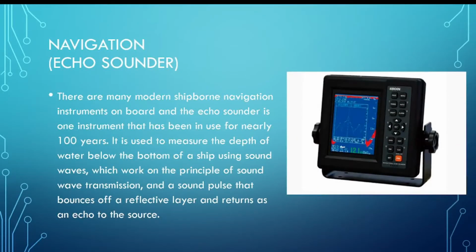The DSP device that can be used in terms of navigation is the Echo Sounder. There are many modern shipborne navigation instruments on board, and the Echo Sounder is one instrument that has been in use for nearly 100 years. It is used to measure the depth of water below the bottom of a ship using sound waves, which work on the principle of sound wave transmission, and the sound pulse bounces off a reflective layer and returns as an echo to the source.